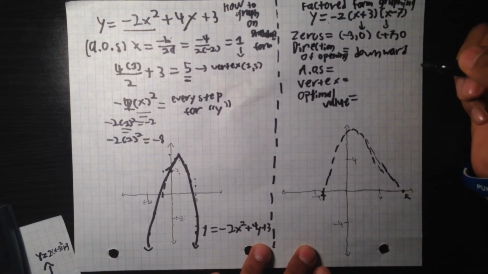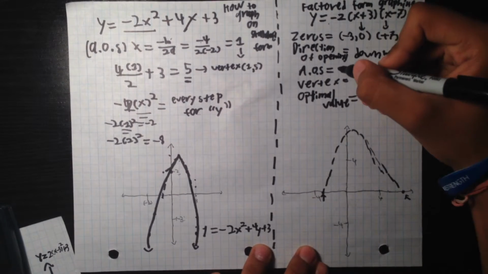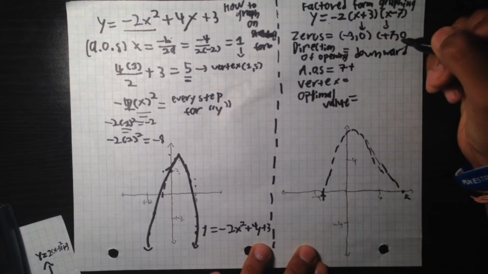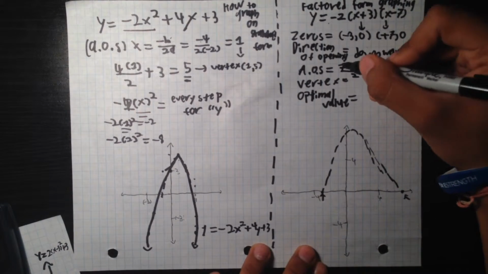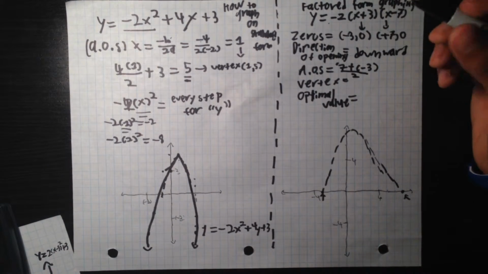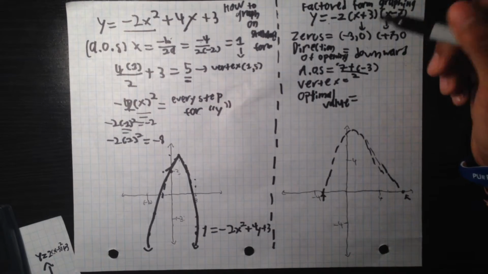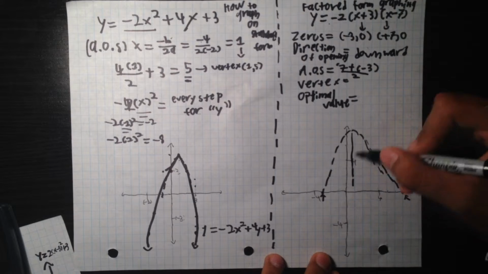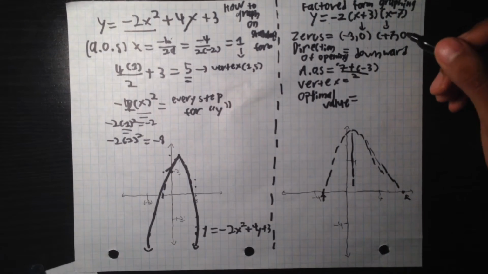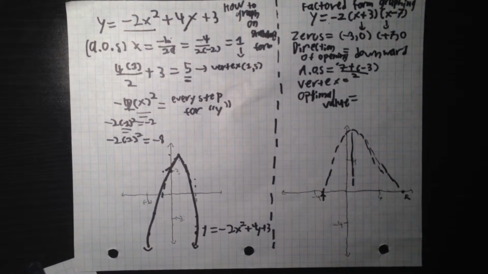And now we have to find our axis of symmetry, which is simple too. You just do 7 plus negative 3 and divide that by 2. The reason why you divide by 2 is because the axis of symmetry is in the midpoint of the parabola. So we're going to do that right now. I'm going to punch it in on my calculator.